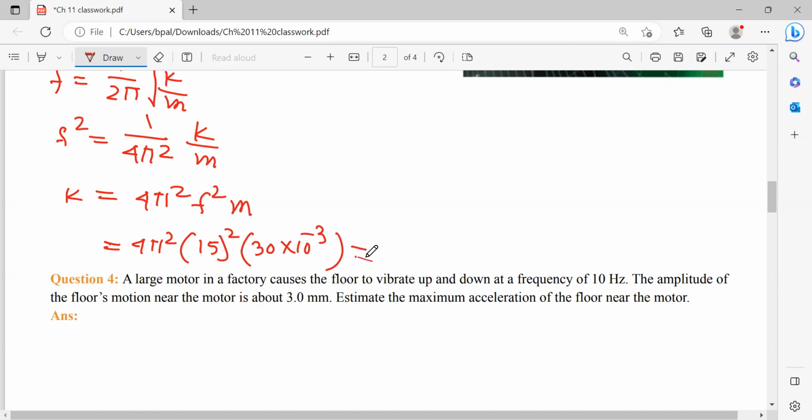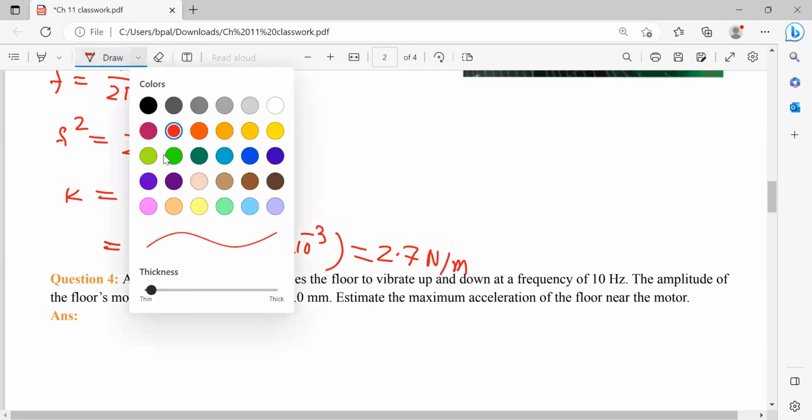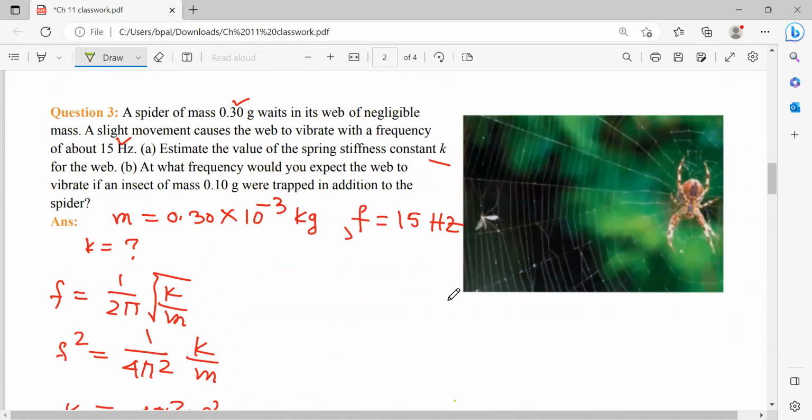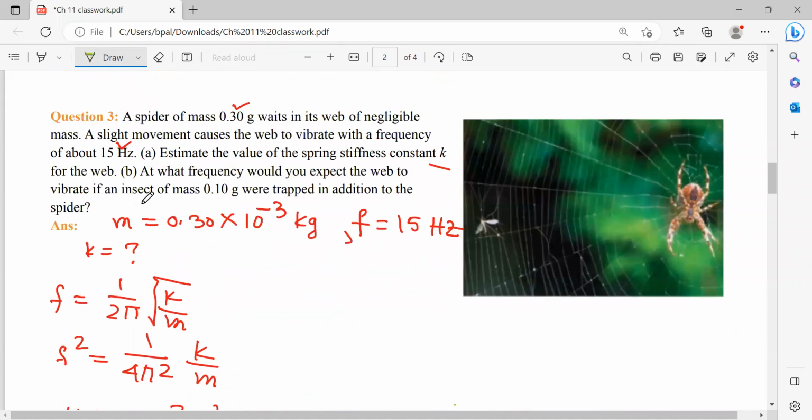Okay, it will give me 2.7 Newton per meter. So this is basically the spring stiffness constant of the spider web. All right, so we did the first one.